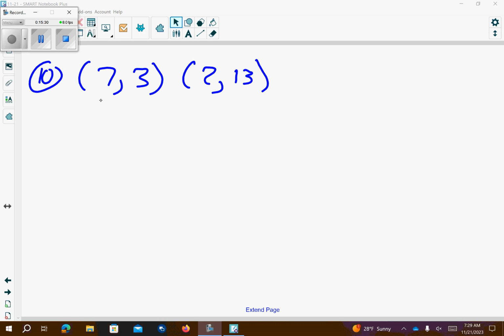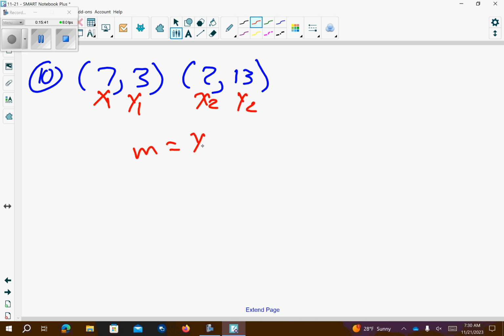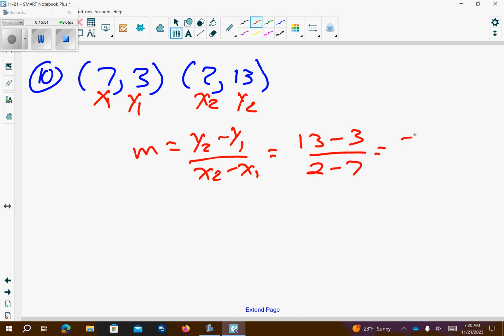Okay, number 10. Neither one's our x-intercepts, so we're just going to label this x1, y1, x2, y2. My slope is going to be y2 minus y1 over x2 minus x1. So that's going to give me 13 minus 3 over 2 minus 7, which is going to give me positive 10 on top, excuse me, over negative 5. That reduces to negative 2. So I have a slope of negative 2.